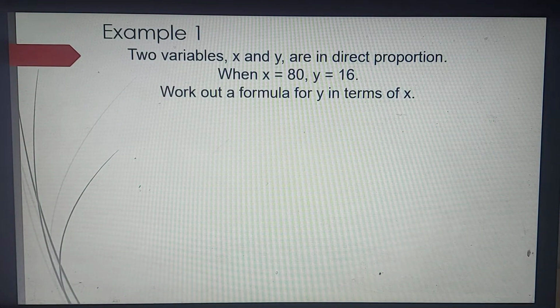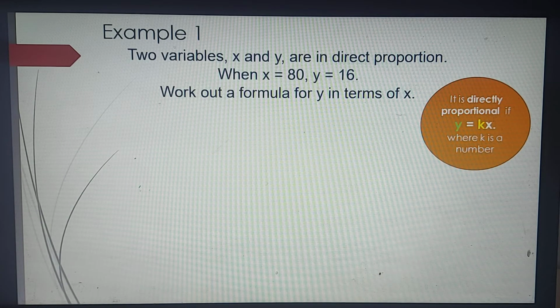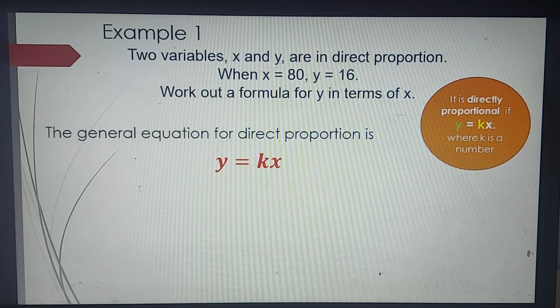Example 1. Two variables x and y are in direct proportion. When x equals 80, y equals 16. Work out a formula for y in terms of x. Of course, you know that it is directly proportional if y equals kx, where k is the constant number. So you need to find the value of k. Remember that the general equation for direct proportion is y equals kx.